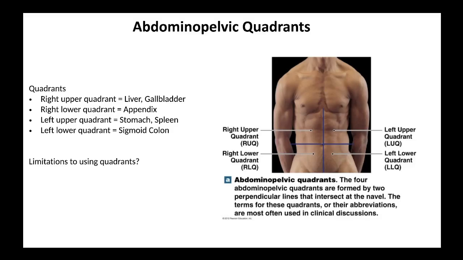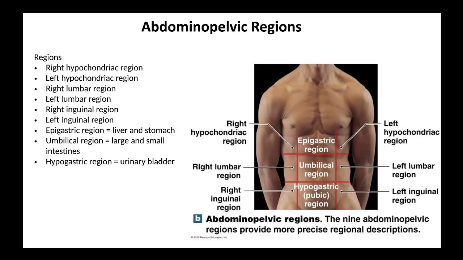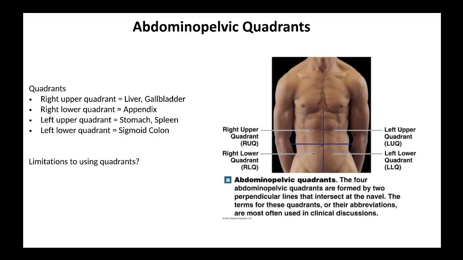All right, moving on. So these are the abdominal pelvic quadrants, and there's two different ways to look at the abdomen. You can look at it as quadrants, or you can look at it in 9 different sections. So we're going to go over both. So there's going to be right upper quadrant, left upper quadrant, as well as a right lower quadrant and left lower quadrant.